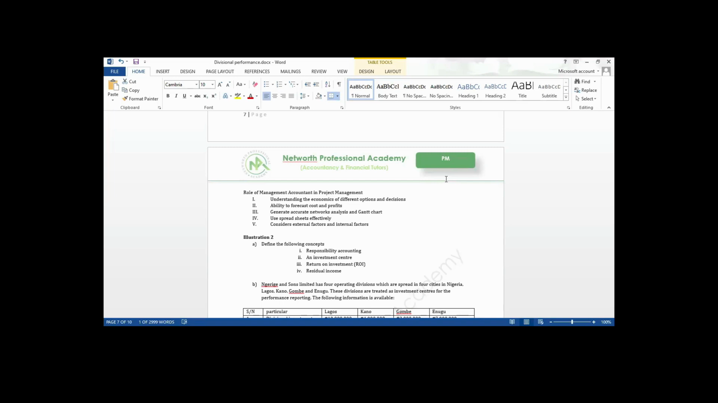One, understanding the economies of different options. You must ask yourself, if we implement this project, what will be the impact on company's revenue?